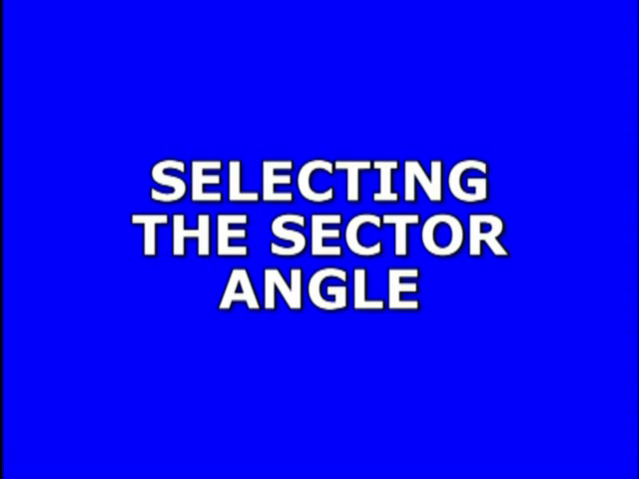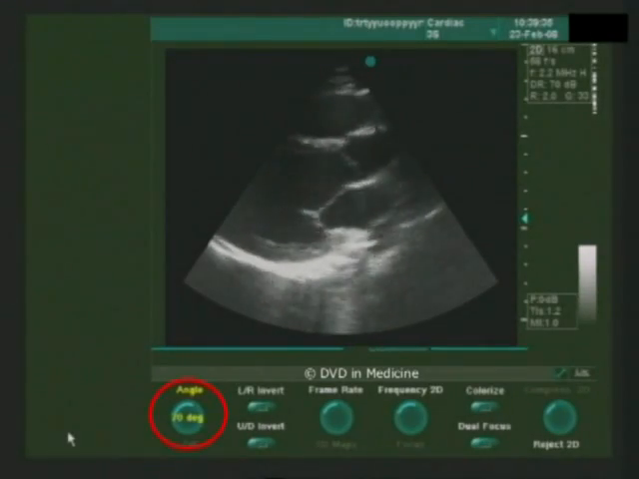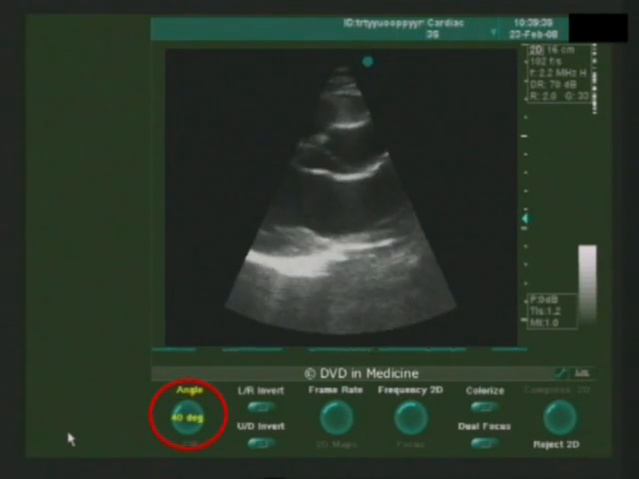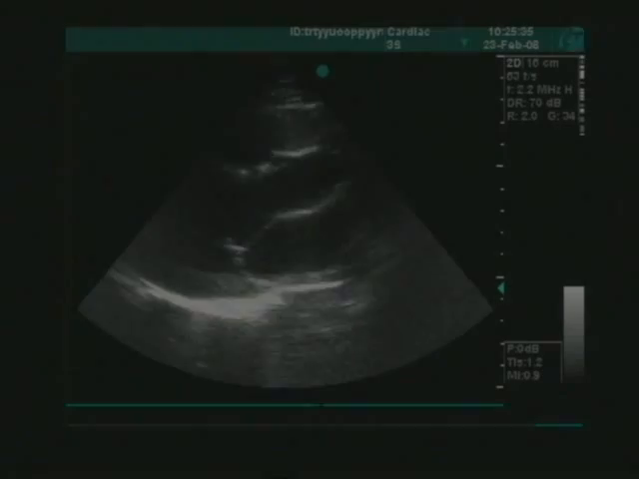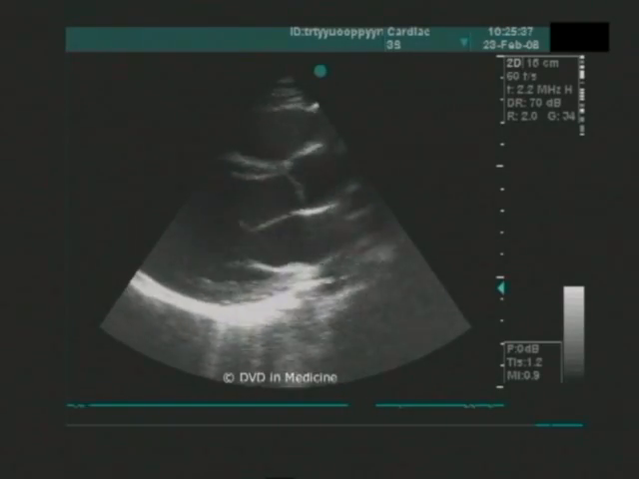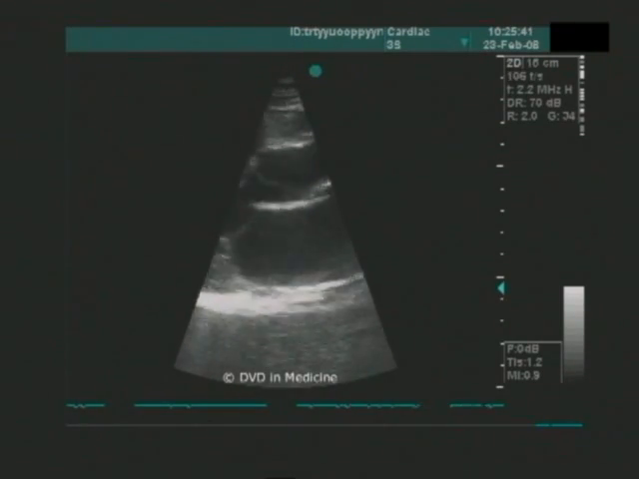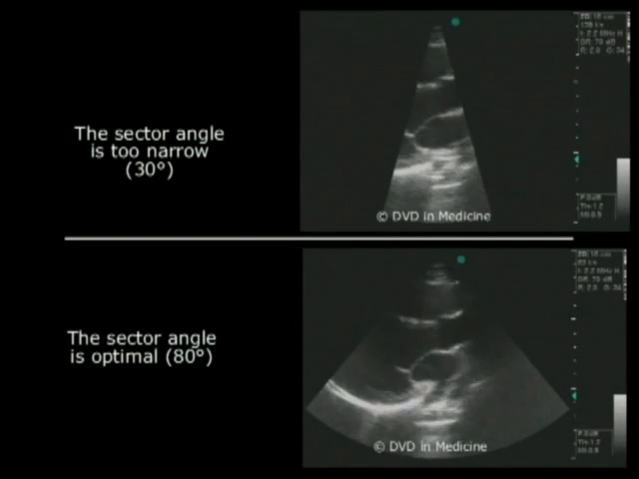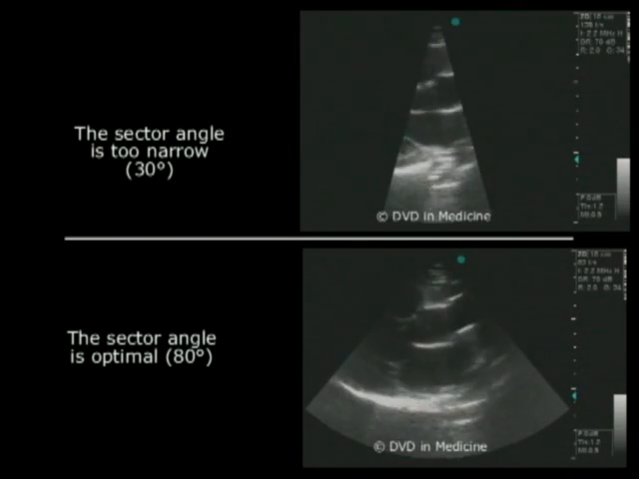Selecting the sector angle. One can select the appropriate sector angle for the examination at hand. However, in most cases the sector angle for echocardiographic examinations is 70 to 80 degrees. Note that when one decreases the sector angle, the number of frames per second increases, and as a result, the image quality improves a little.